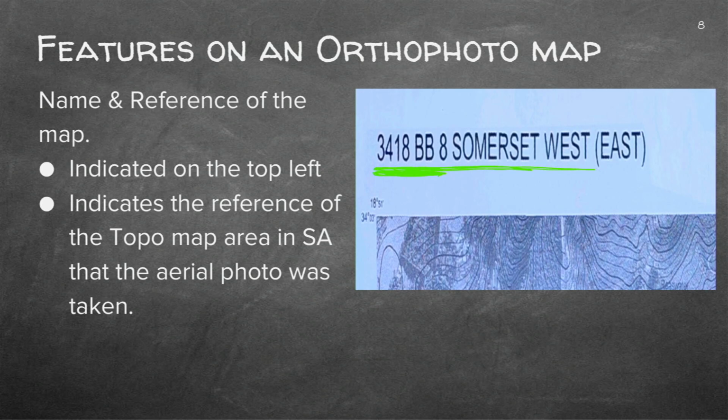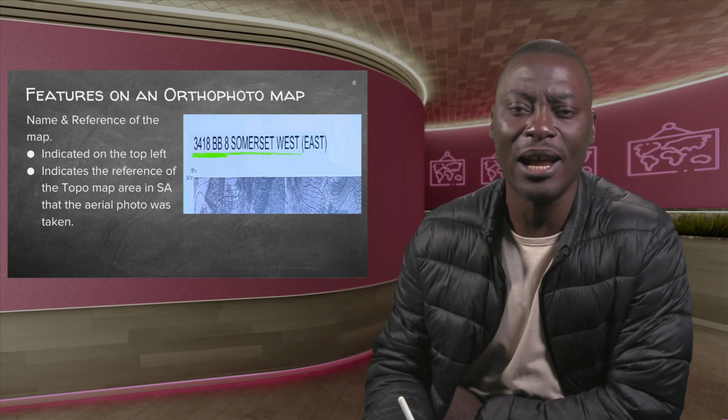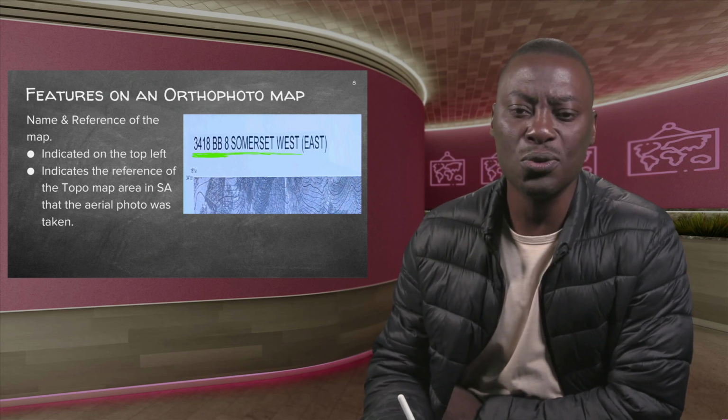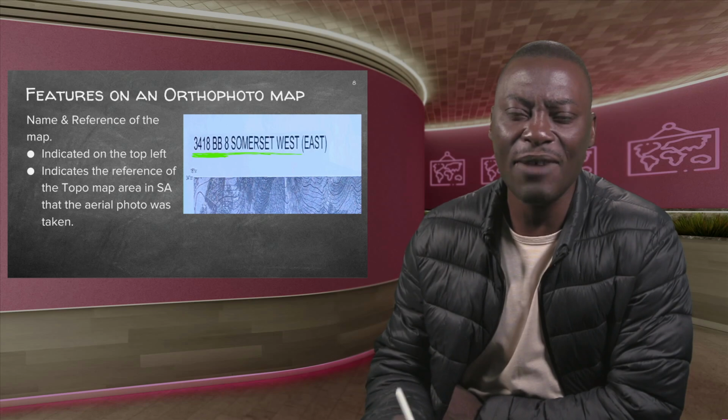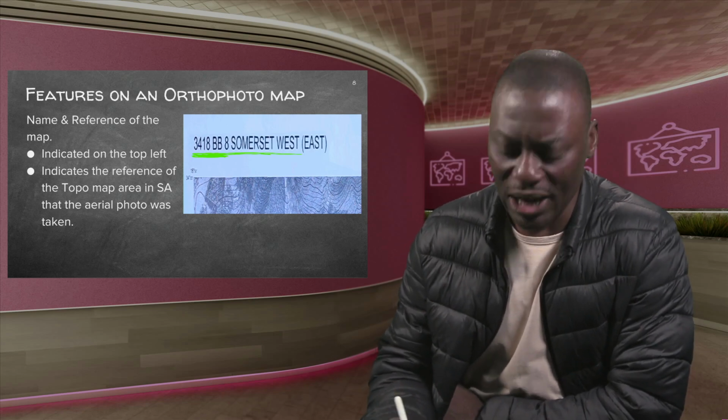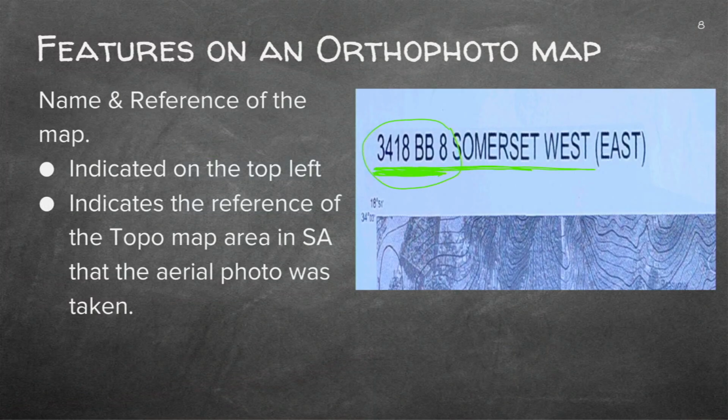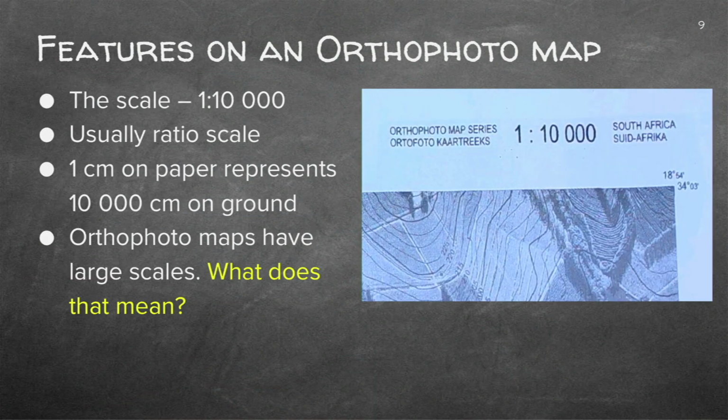But note that when you see this, it is just a code for knowing where the map is, among all the maps that are produced by the NGI, to specifically identify every map by a specific code. And that is what this code or reference is. So you'll see that at the top left corner of every topo map.